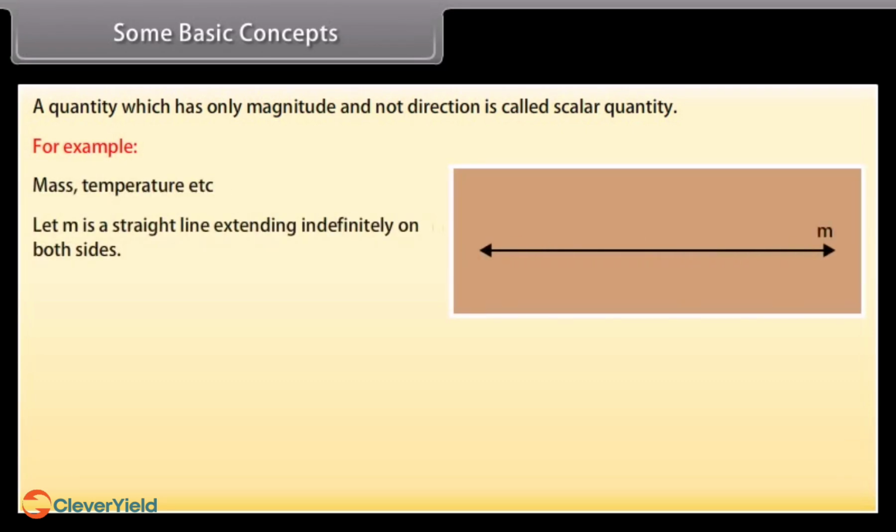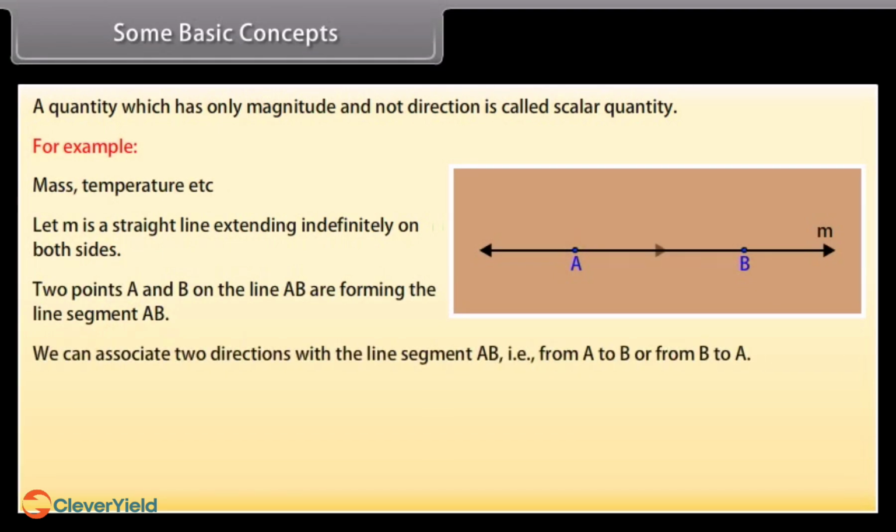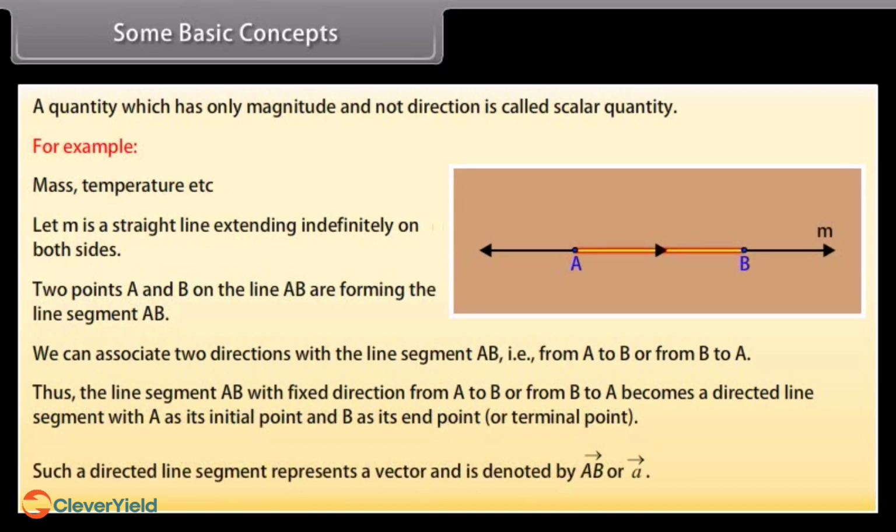Let M be a straight line extending indefinitely on both sides. Two points A and B on the line M form the line segment AB. We can associate two directions with the line segment AB, that is from A to B or from B to A. Thus, the line segment AB with fixed direction from A to B or from B to A becomes a directed line segment with A as its initial point and B as its end point or terminal point. Such a directed line segment represents a vector and is denoted by vector AB or vector A.